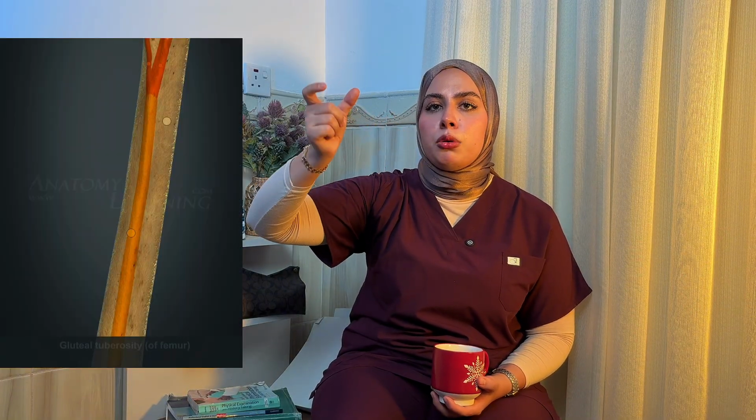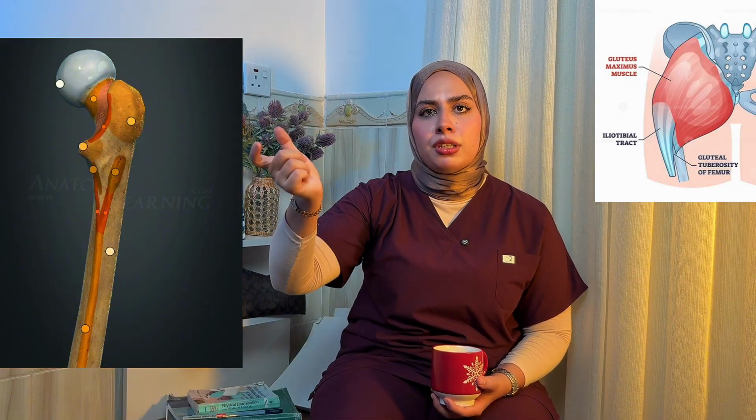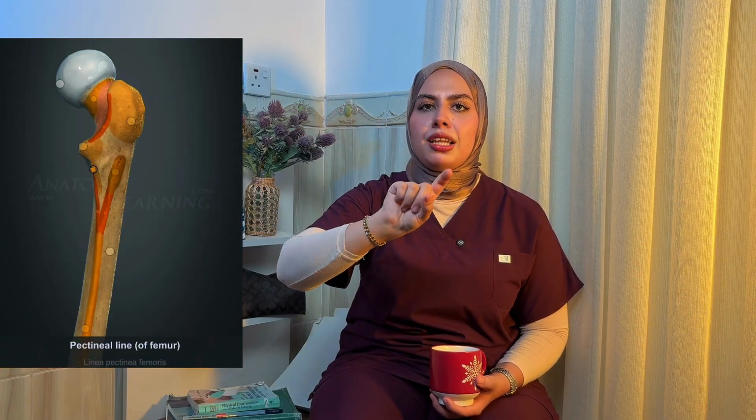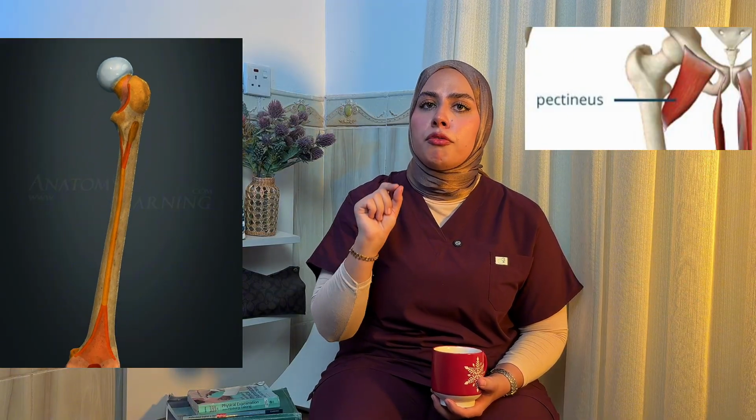So we have this, and superior to them, we have the gluteal tuberosity, which is the insertion point of the gluteus maximus muscle. On the lateral side, just inferior to the greater trochanter, and on the medial side, just inferior to the lesser trochanter, we have the pectineal line, which is the attachment point of the pectineus muscle. So we have these two. Then inferior to them, we have the medial lip and lateral lip of the linea aspera, and then we have the linea aspera. I think that's it for the shaft of the femur.